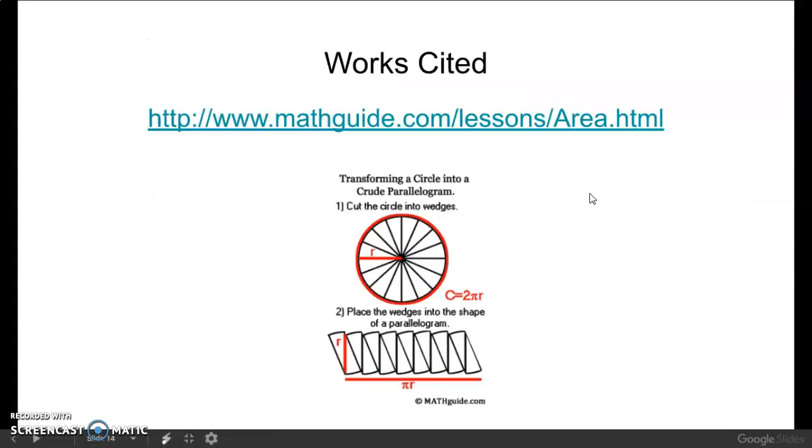All right. Right here, I want to tell you about my works cited page. I just put the web address here. If you're interested, you could check this website out yourself. And I took this little picture from the website so you can see, oh, yeah, they did this too, but they cut it up into a lot more pieces. And basically what they did is they've changed this to pi r right away, so you can see it's pi r squared. All right.